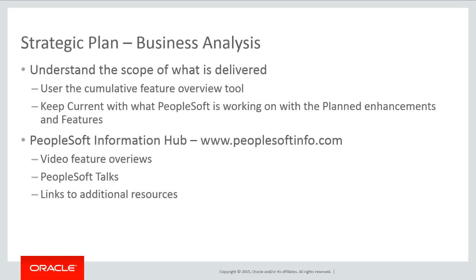There's a lot of information and resources that business analysts can use to keep up with PeopleSoft Fluid UI product direction. To understand the scope of what PeopleSoft has delivered, there's the Cumulative Feature Overview tool that identifies all the new features by update image. You'll find a lot of relevant information like the minimum PeopleTools release that's required for the feature and links to resources where you can get more information on the feature.